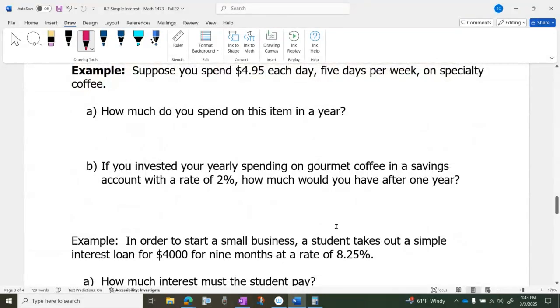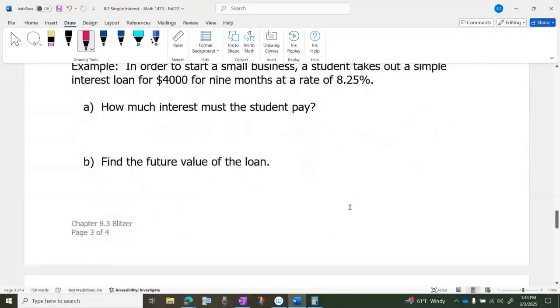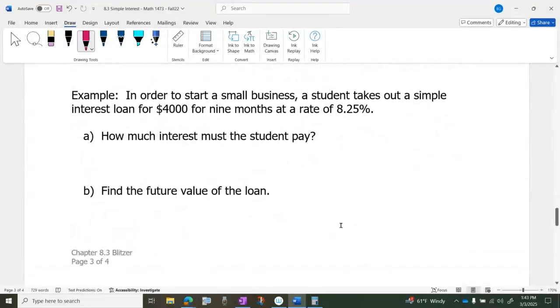All right, more practice. Suppose you spend $4.95 each day. Oh, I don't like this problem. Let's keep going. In order to start a small business, a student takes out a simple interest loan for $4,000 for 9 months at a rate of 8.25%. Okay, this again is the annual interest rate. They will not tell you it's annual interest rate. It's defaulted as annual.